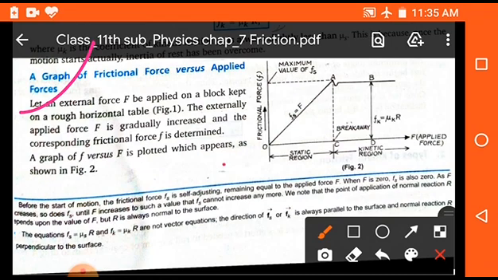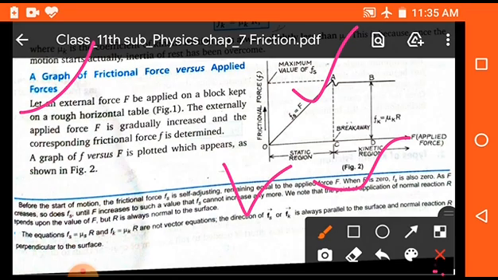So in the first part of the graph, you can see that on the x-axis the static region is given. That means here the frictional force is working, which is known as static friction. In this case, we get a straight line, which shows that the frictional force will be equal to the static friction, that means the applied force will be equal to the frictional force. Clear?